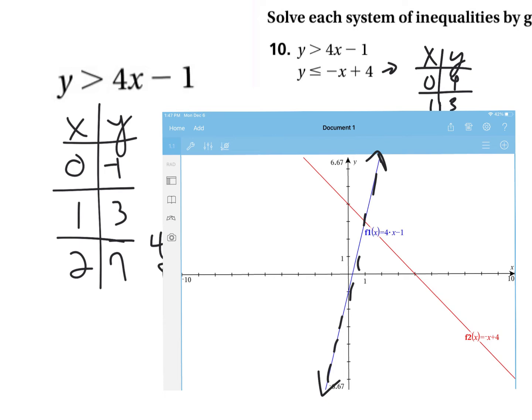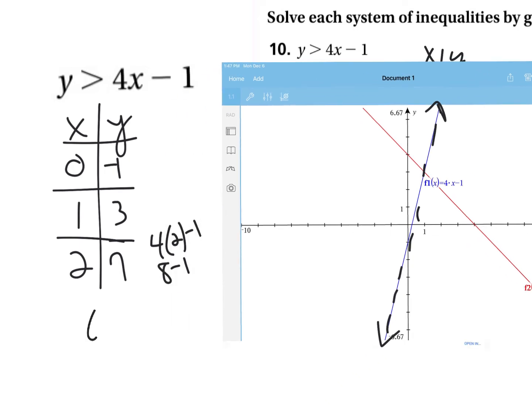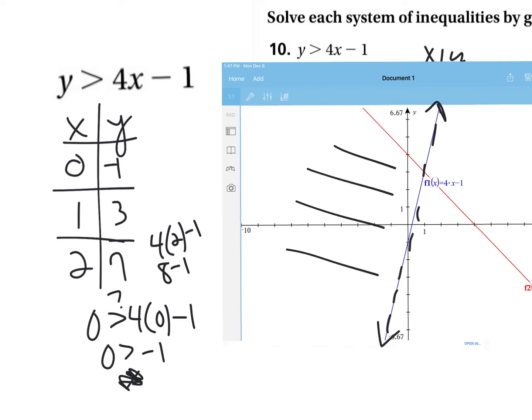So that first inequality, if you tried 0, 0, you'd get 0 is greater than negative 1. And that is true. So 0, 0 works. We would be shading that direction, which would be the dotted line. So we'd be shading this direction.